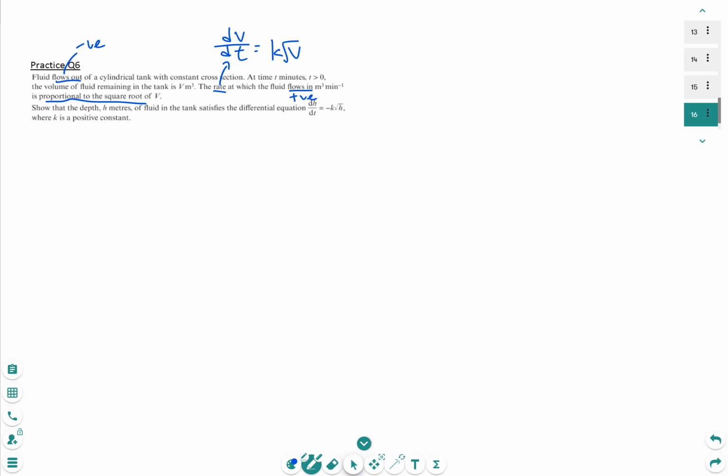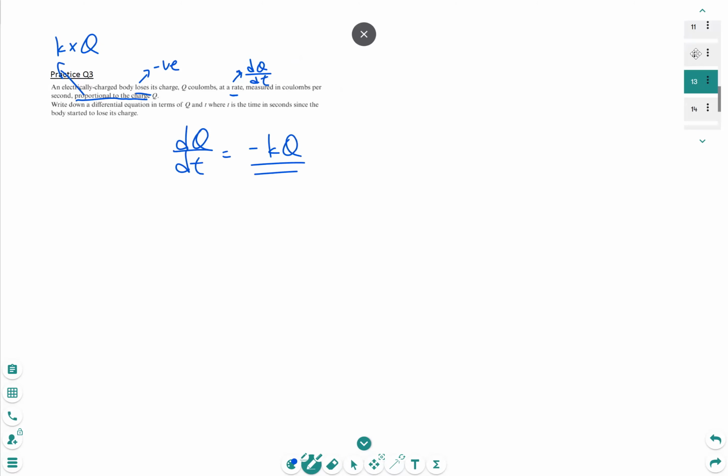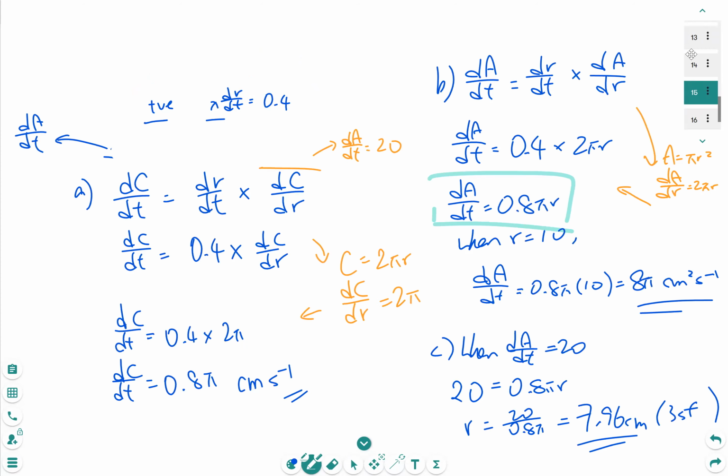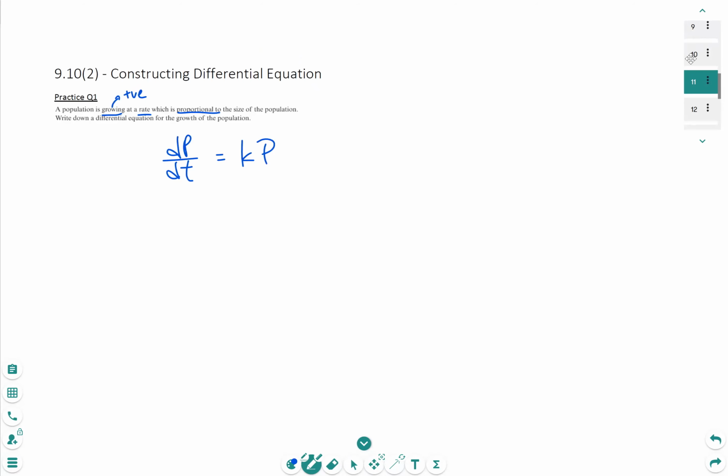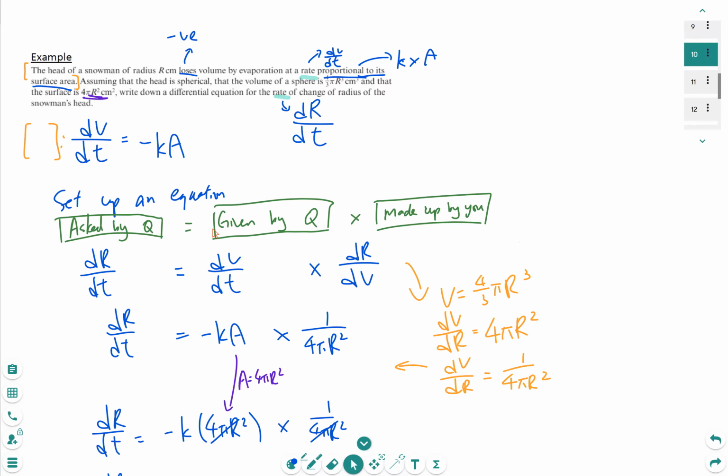Show that the depth h meters of the fluid in the tank satisfies the differential equation dh by dt equals negative k root h. So this is what the question wants. So we use the same structure again. Where was it? Okay, here we go.